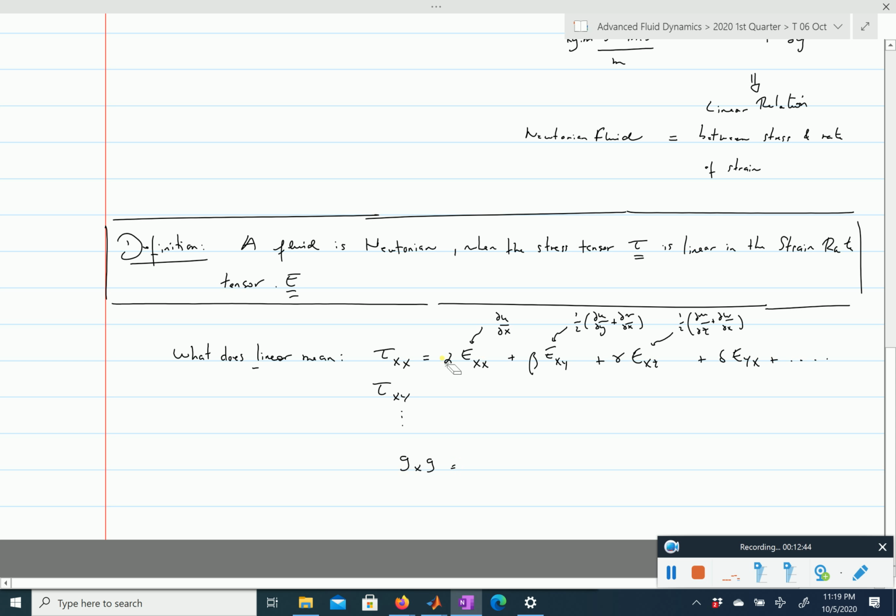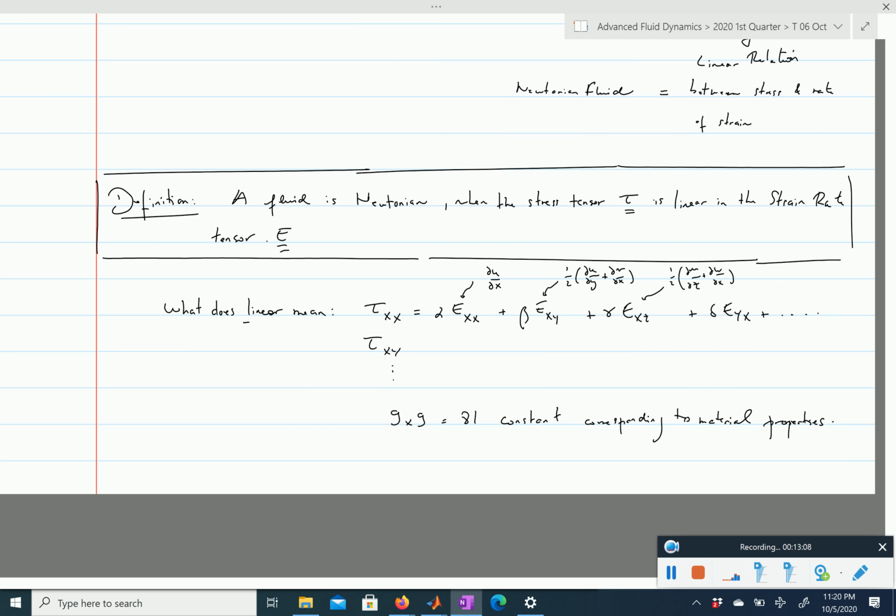Here I have alpha, beta, gamma, delta. I would have 9 constants for Txx, 9 constants for tau xy, and therefore in principle it should depend on 9 times 9 equals 81 material properties. So those will be constants which correspond to material properties. Okay, but luckily you don't need 81 material constants, because that would be a nightmare for an experimentalist.